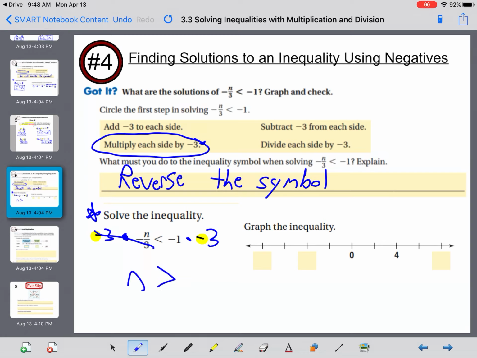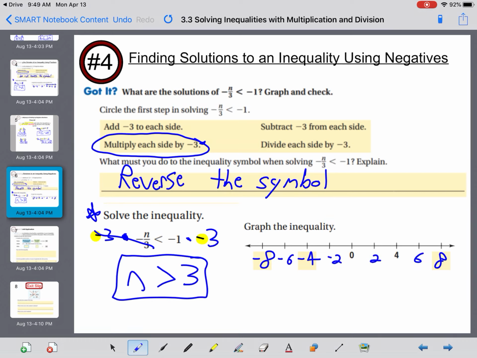N is now greater than, and -1 times -3 makes a +3. So again, we're going to plug in our -4, our -8, our +8, and remember these are going up by 2's, so you can plug in the rest if you want. And I need to put a circle where +3 would be. That would be in between 2 and 4, and if n is greater than that, our arrow goes to the right.